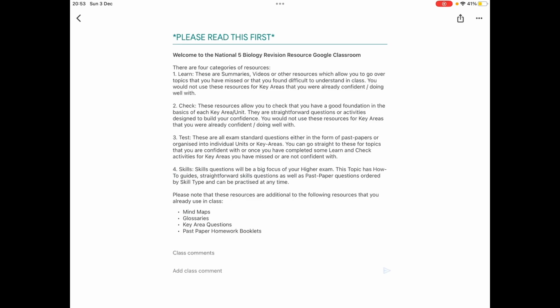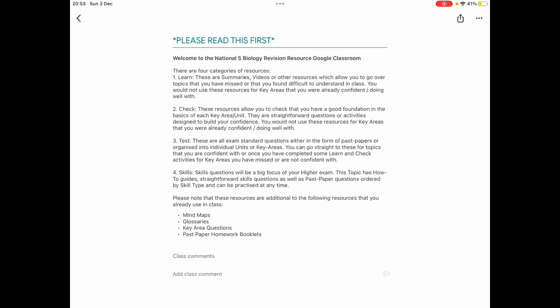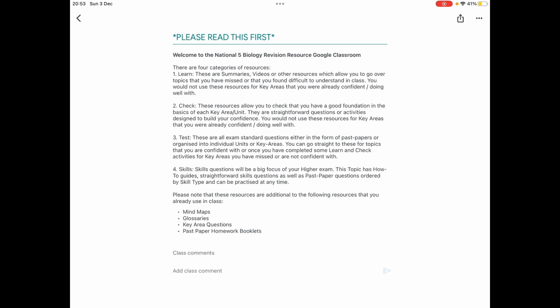And this talks about the 4 categories of resources that are available on this Google Classroom. These are learn, check, test and skills. And the idea is that you progress through these 4 different stages, if you like, especially 1, 2 and 3 for knowledge. Skills is a little bit separate, so I'll talk about that later. But for the learn, check and test, this is for the topics, the key areas of the course, the knowledge that you have been working on.